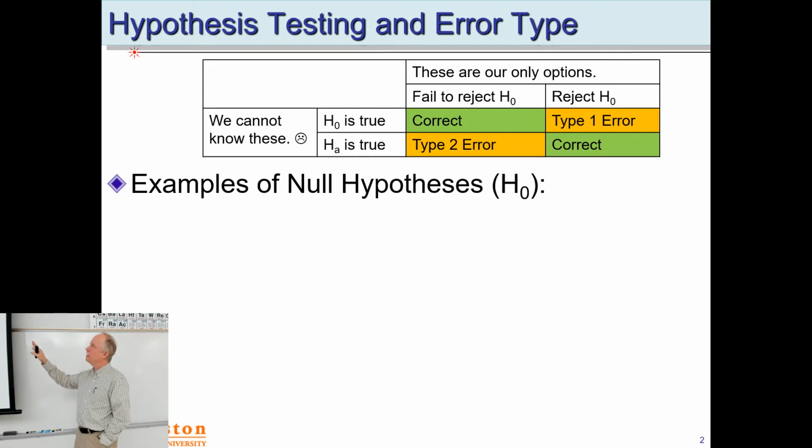And so in this table, in the two columns, those are the only two things that we can do. We can either fail to reject the null hypothesis, which some people would say we accept, or we reject it. Now the rows are the true situation. And unfortunately, we can't know the true situation. We can use standards and set up a situation where we know those, but in general, for an unknown sample, we don't know whether the null hypothesis is true or not. We can just look at statistics and either reject it or fail to reject it. So we're going to be in one of those two columns.